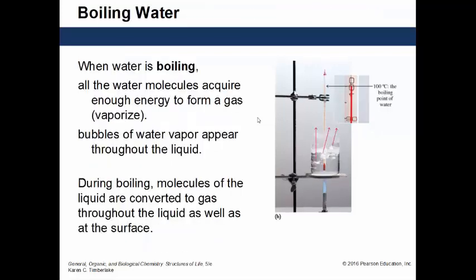Right, when water is boiling, all of the water molecules acquire enough energy to form a gas, what's called to become vaporized. Of course, during boiling, the molecules of the liquid are converted to gas throughout the liquid, as well as on the surface. So not just the bubbles you see on the surface bubbling, all the particles inside that substance or water are boiling also.